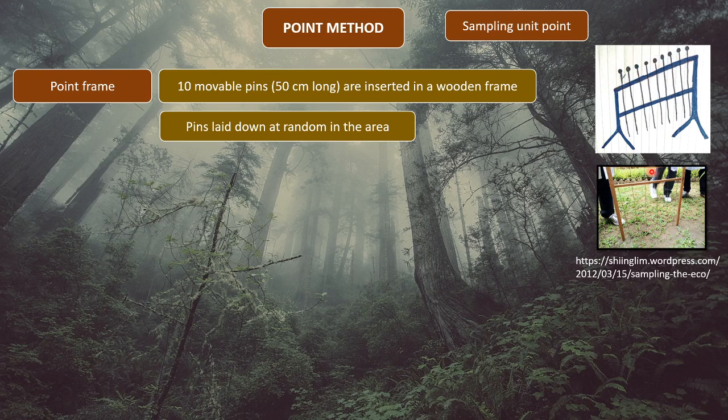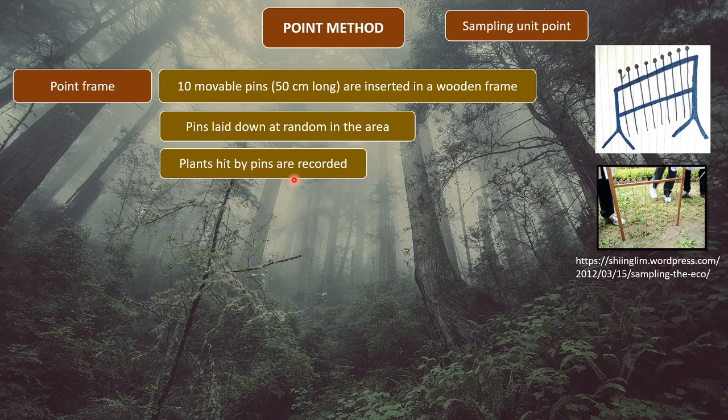So you can also understand with this diagram. See, this is a point frame, this is wooden area, and this long needle like thing that you see are long pins. So in the frame there are holes, and these pins are inserted in the holes, right? So pins are laid down at random in the area. So whatever area you are studying, you keep this frame there, so the pins will fall over certain plants, right? So plants that are hit by pins are recorded.